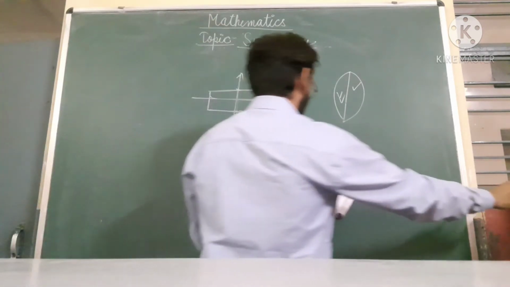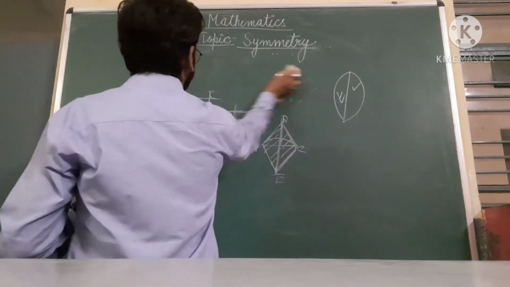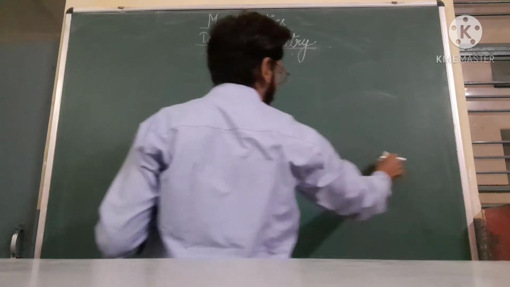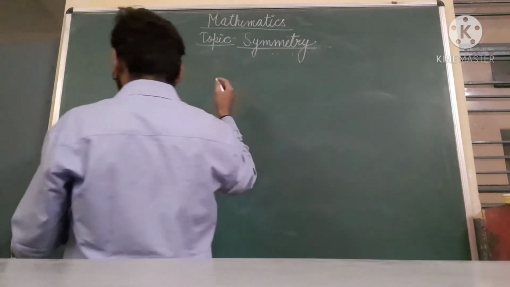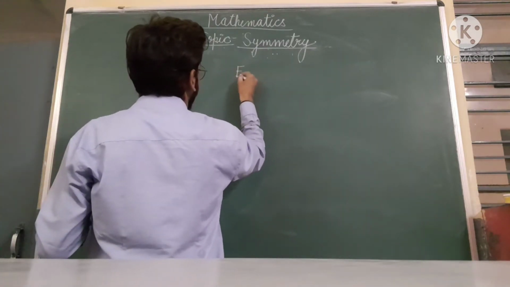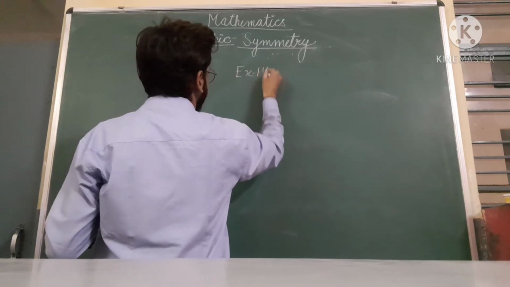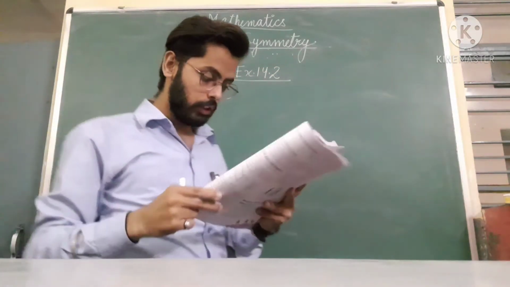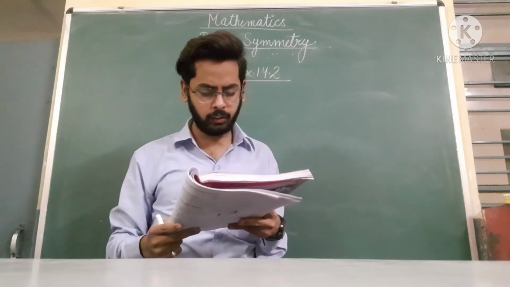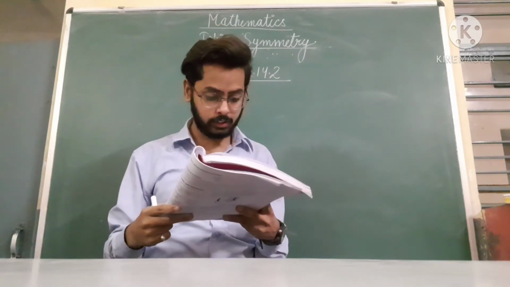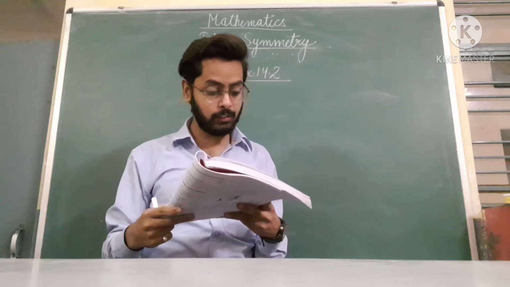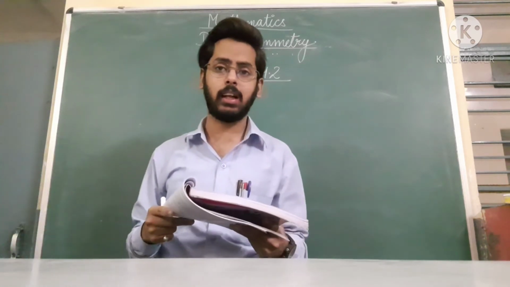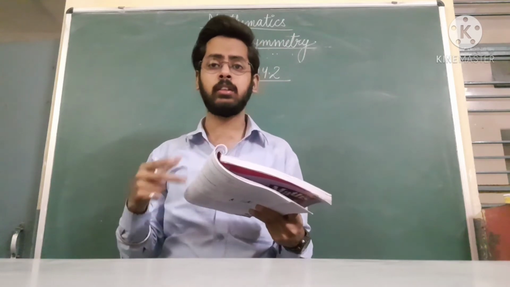That's exercise 14.2. What does it say? First question. Identify the lines that divide the following figures into halves. Identify if the lines divide. Yes, we have to see the figure and tell if it has line symmetry. If there is a line of symmetry in there, yes or no.